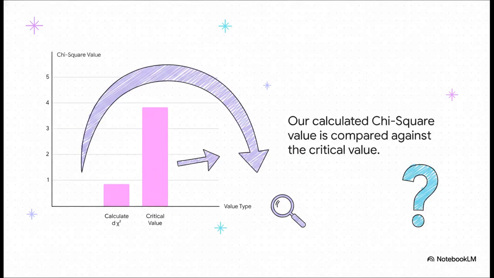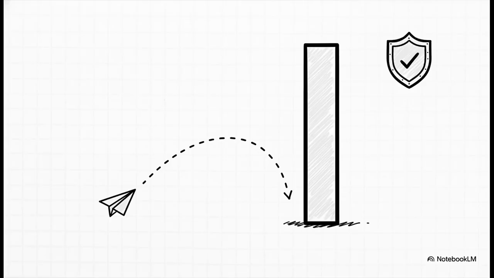And here's the moment of truth. We run the numbers, and our chi-square test gives us a value of 0.86. Think of that number as the strength of the difference signal in our data. We then compare it to the critical value, which is 3.841. The critical value is like the high jump bar. To be statistically significant, our signal has to clear that bar. So, did 0.86 clear 3.841? Nope, not even close. Our calculated value is way smaller than the critical value.